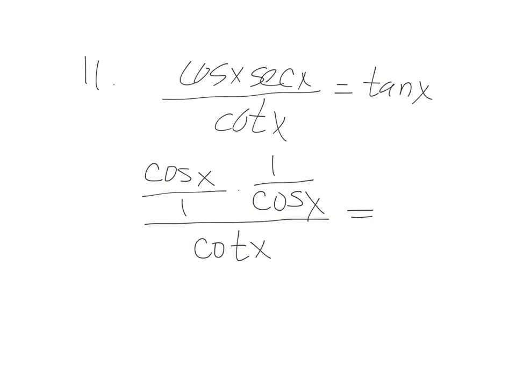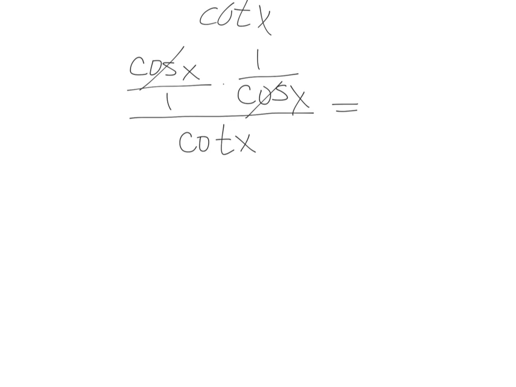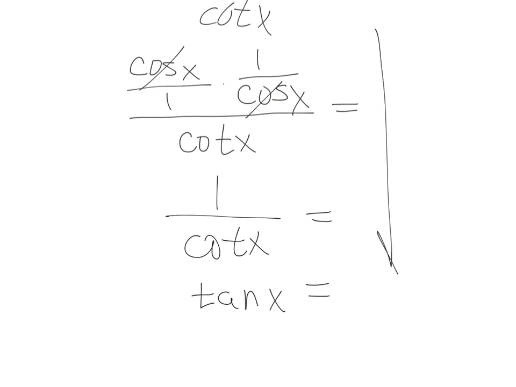When we do this, we have cosine over cosine cancels, and so in the large fraction here, we have 1 over cotangent. And we don't even have to go in terms of sine and cosine. We have 1 over cotangent. We want to get to tangent. So cotangent in the numerator, cotangent in the denominator equals tangent in the numerator. And we are done.